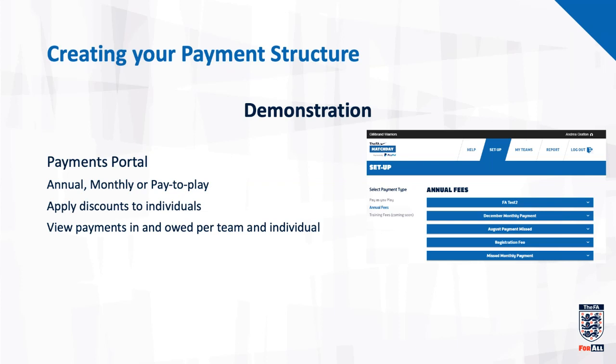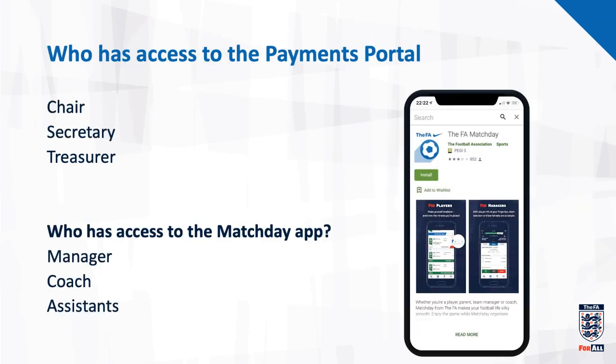Hopefully you saw as well that you can select different discounts for individuals. So as Claire mentioned, you might have a student discount or a discount for siblings. So if you might have 2 or 3 kids from the same family, they may pay a smaller fee. And finally, you can view the payments from a club level, from the team, the whole club, or from the individual as well. So if you do need to really drill down into one person and see their payment structures, you can do that at any time.